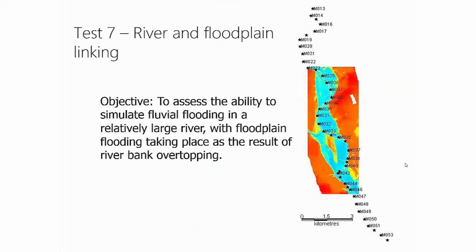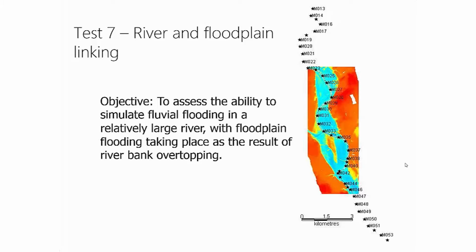Okay, test 7. Test 7 was called River and Floodplain Linking, and the objective was to assess the ability to simulate fluvial flooding in a relatively large river with floodplain flooding taking place as a result of riverbank overtopping. Now you can see in the picture on the right-hand side that there's stars with M numbers. So for example, the top M number is M013. Those are representing cross-sections that they provided.